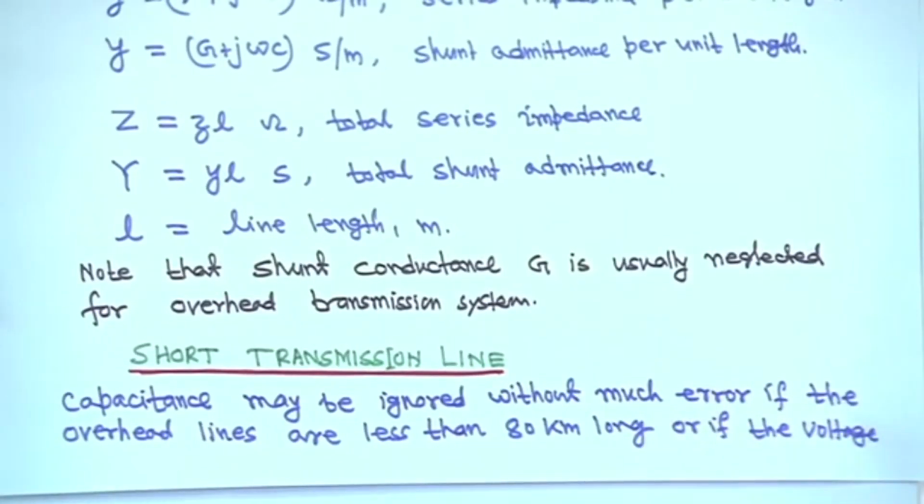Next we will come to the short transmission line. The shunt capacitance may be ignored without much error if the overhead lines are less than 80 kilometer long. This 80 kilometer or 60 kilometer are some terminology we use; actually it also depends on the voltage level.